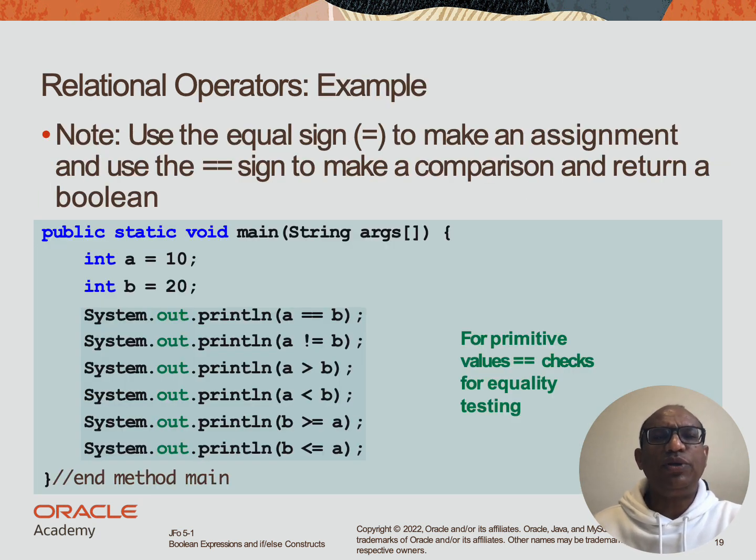Here is a code example using relational operators. This prints out several comparisons between two variables. Equality testing: for objects, use the equals method for testing equality. The output will be, in this example, false, true, false, true, true, false.